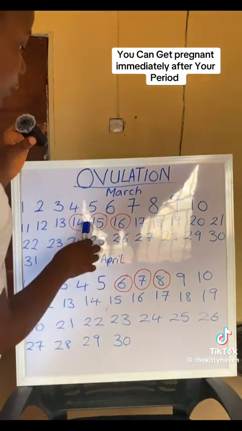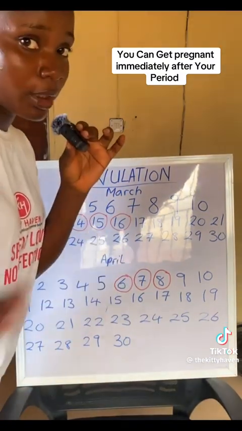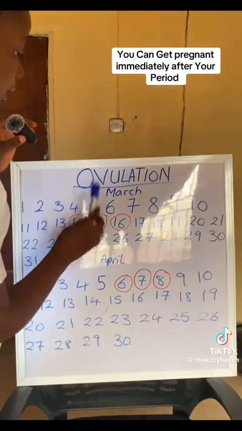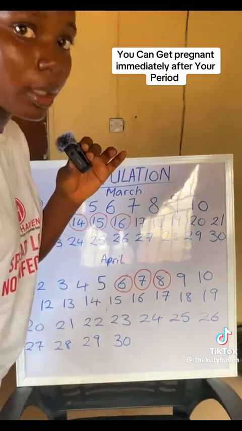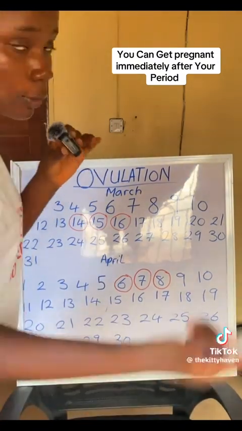Moyo saw her period on the 14th of March and her period flows for 3 days. She saw her period on the 14th of March, and now that we're in April, she saw another period on the 6th of April. And you remember that I said her period flows for 3 days.